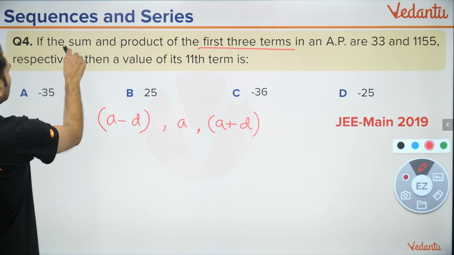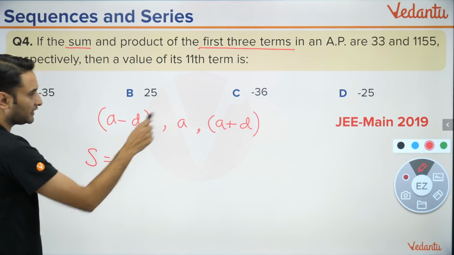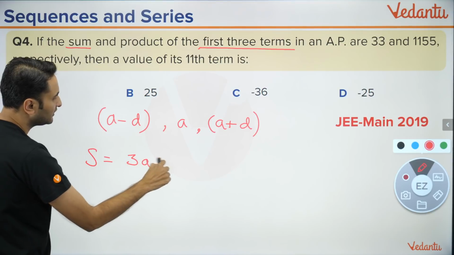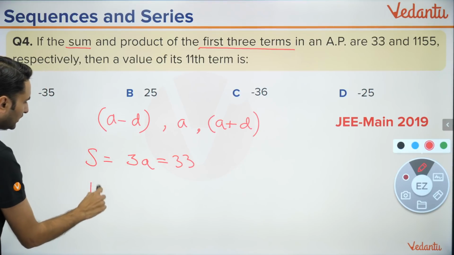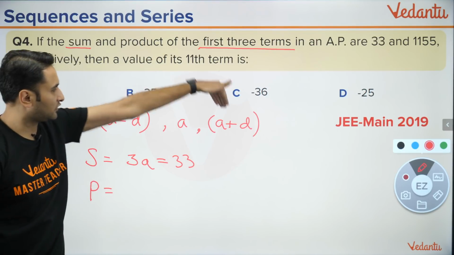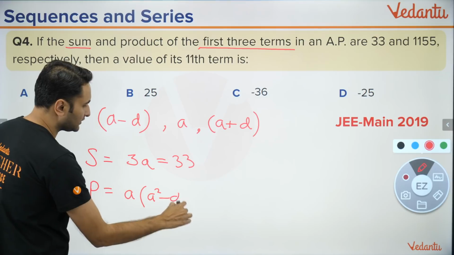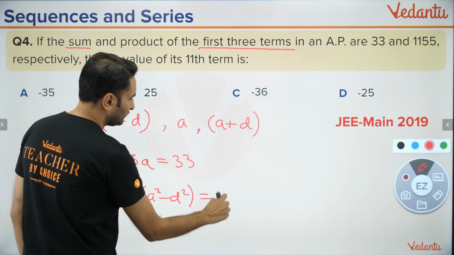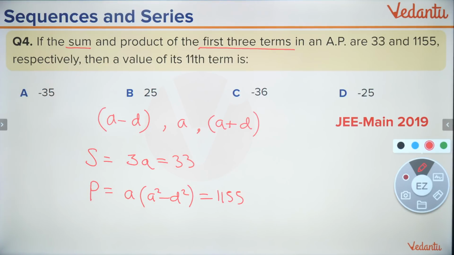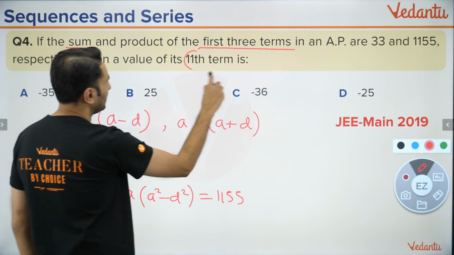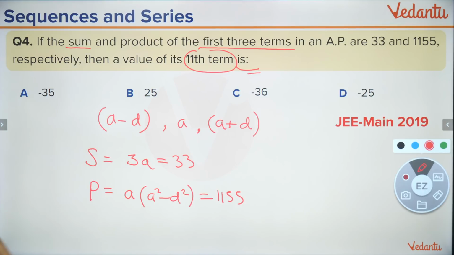What is given to you? The sum is given. So the sum will be this plus this plus this. D cancels out. 3A is equal to what he gave, 33. Product will be this into this into this, so A times (A square minus D square). Children, it is 1155, right? Then the value of the 11th term. What do you need? Can you find the 11th term through this? That is the question.